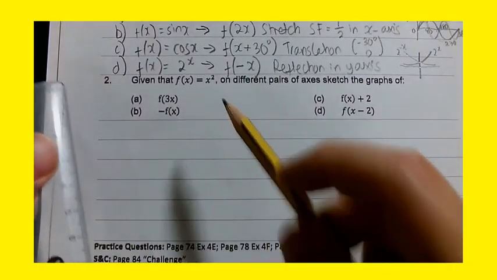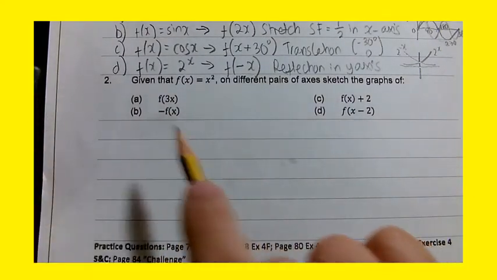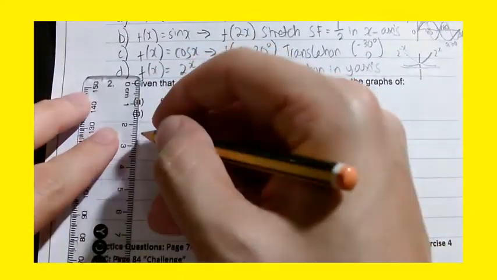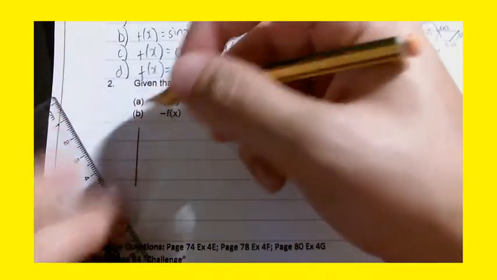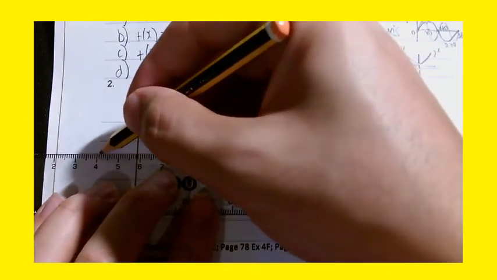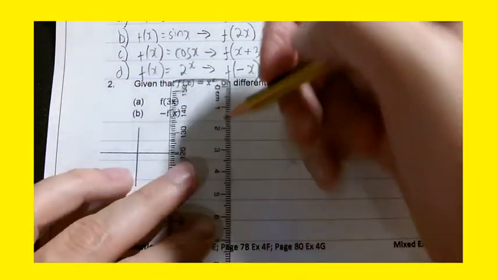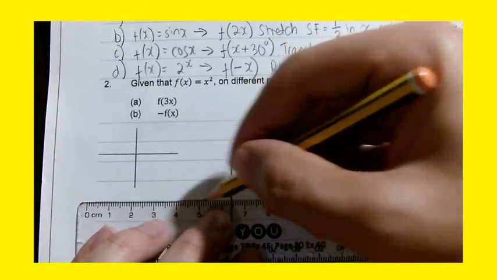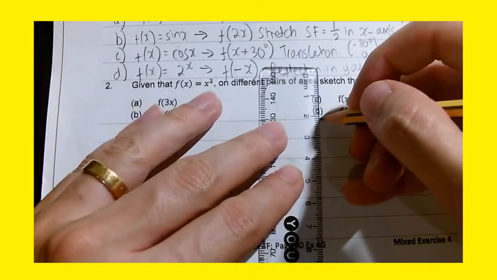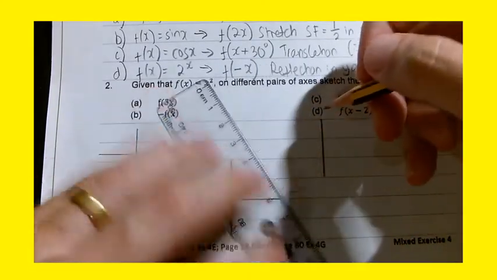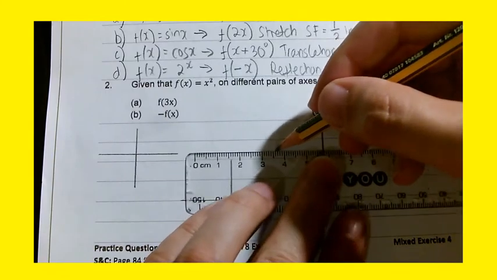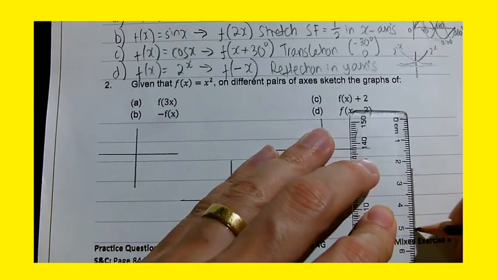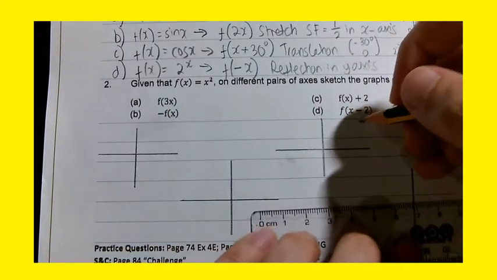Okay, so we've got f of x equals x squared, and we've got to sketch these types of graphs. I'm going to do it on different axes. So here's part A. Here's part B. Here's part C. Here's part D.